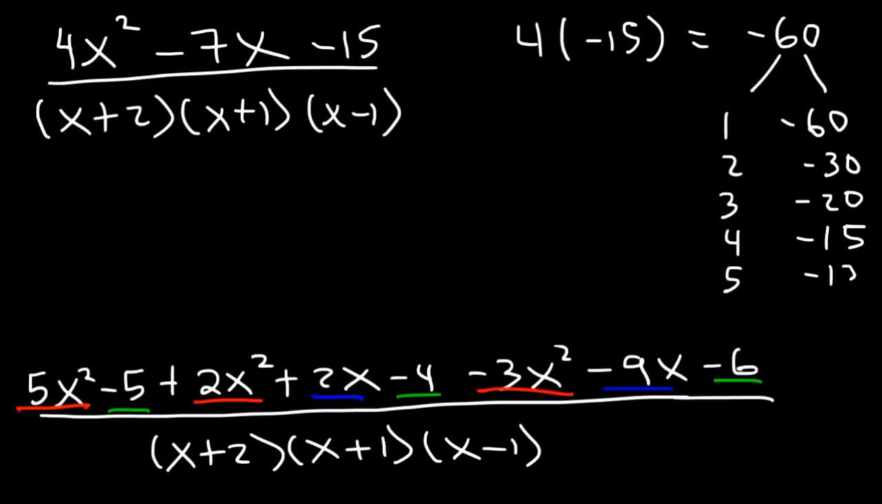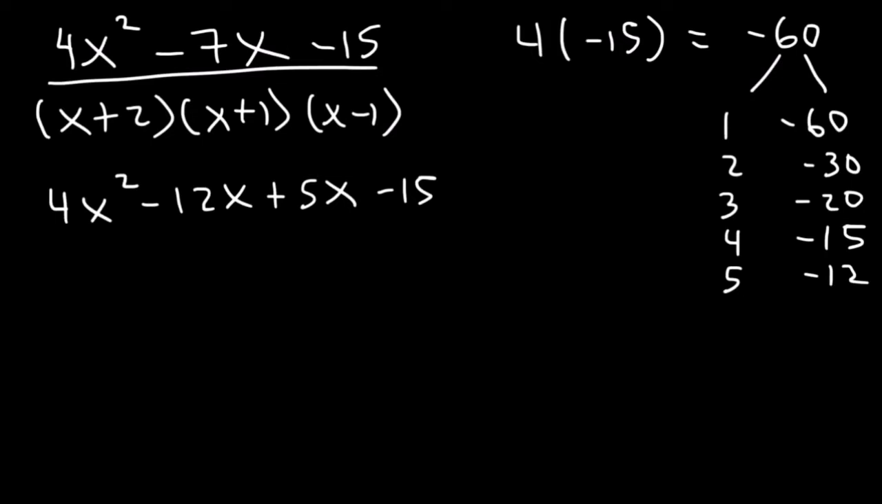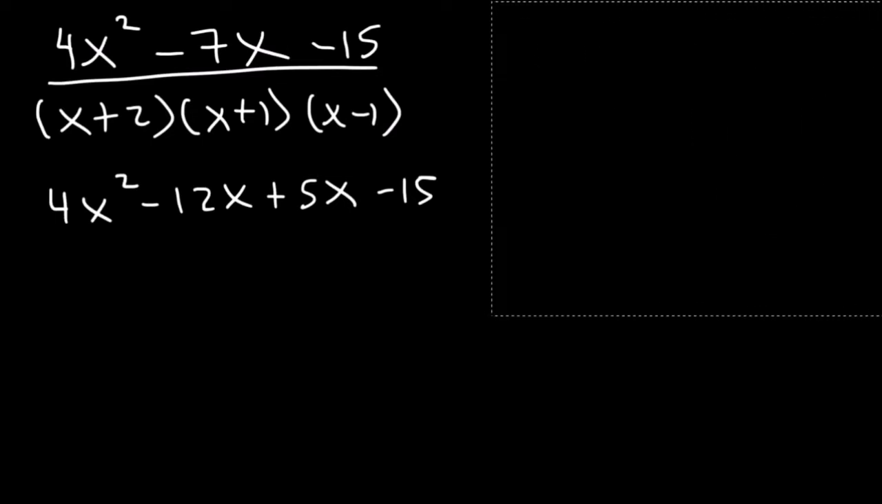5 and 12, that could work. 5 times negative 12 is negative 60, but 5 plus negative 12 adds up to negative 7. So let's replace negative 7x with negative 12x plus 5x. Now let's factor by grouping.